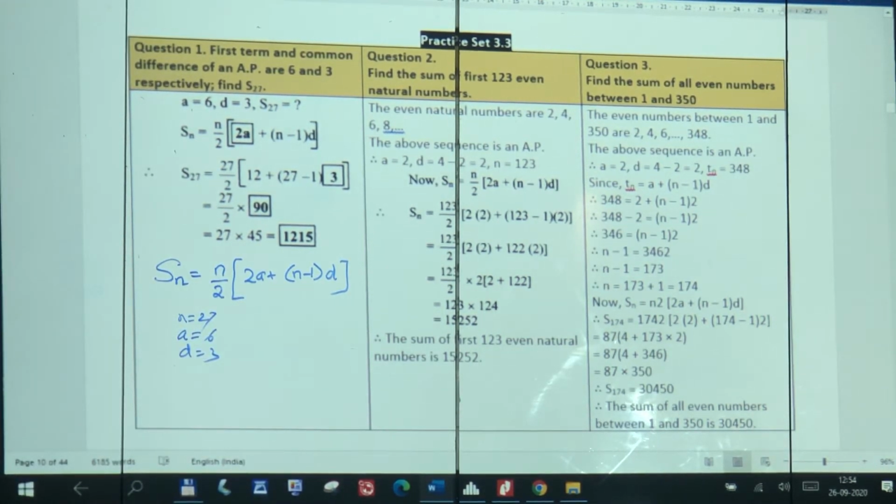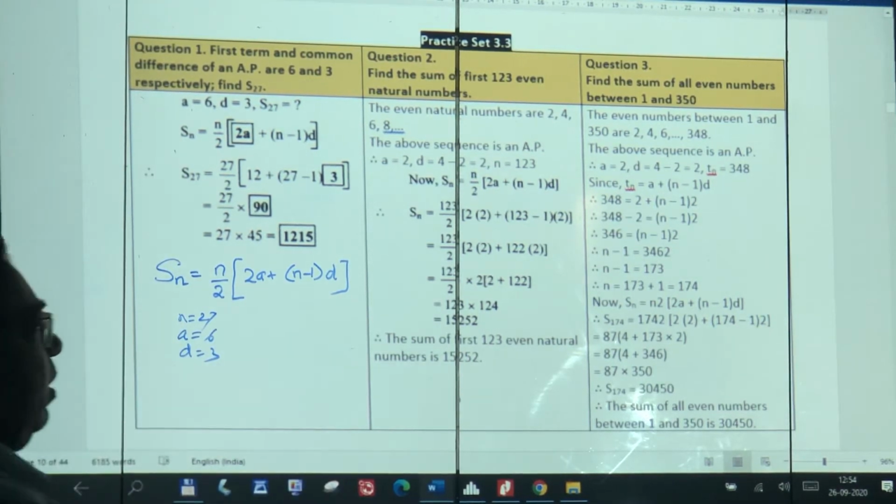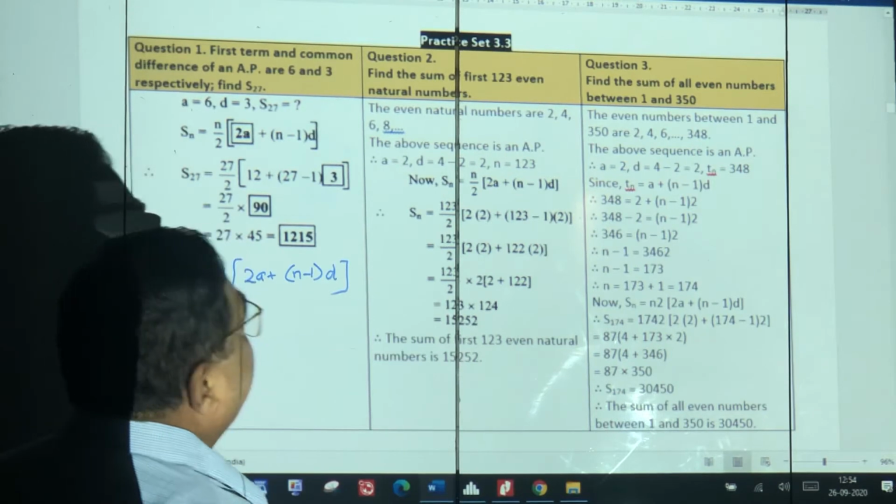So if you cannot substitute, please contact us. We will start with each standard book of yours, because such simple sums they are giving, and they are giving 1 or 2 marks. And they definitely come in the exam. First question will start with this only.